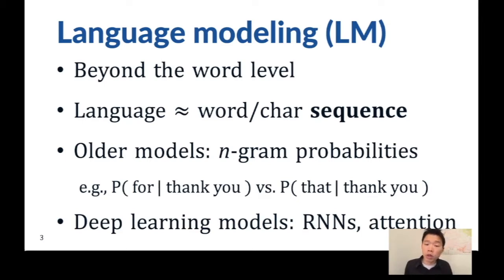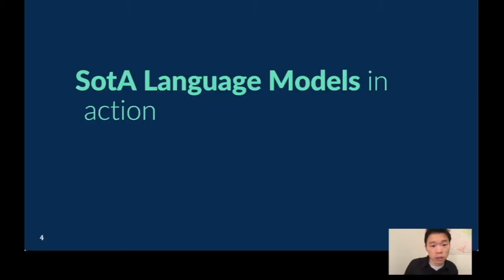More recently, deep learning models have been making language models using recurrent neural networks, and I'll show you an example of one later. Well, not so much in detail, but I'll show you what it looks like. And then people most recently have been using attention within deep learning frameworks in order to do language modeling. So before I show you what it looks like, again, this is still high level. Let's look at some of the state-of-the-art language models in action.